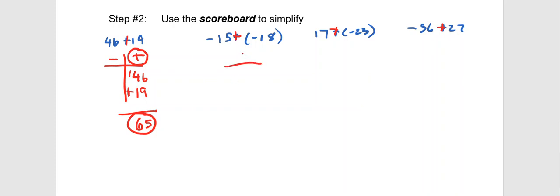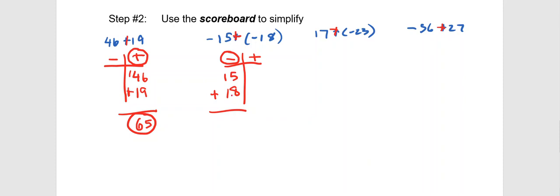So if we move on to the next example, setting up our scoreboard, I'm going to note that the 15 being negative is going to go on the negative side. The 18 being negative is going to be on the negative side. And because these numbers are in the same column, once again, we're going to add them. But here's where we need to be careful. Because it's a negative answer, we're going to want to make sure we include the negative sign in our answer.